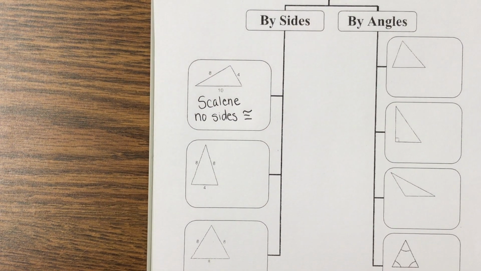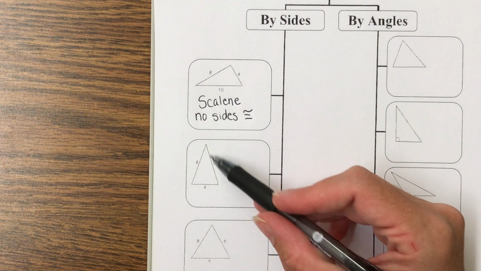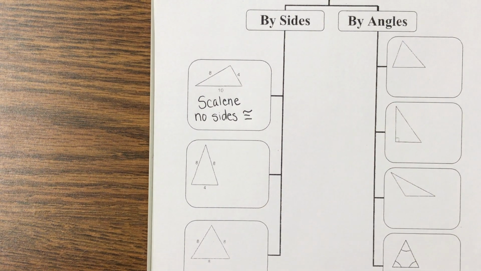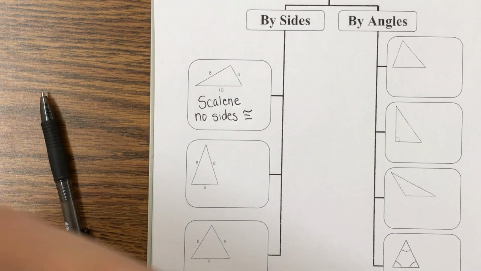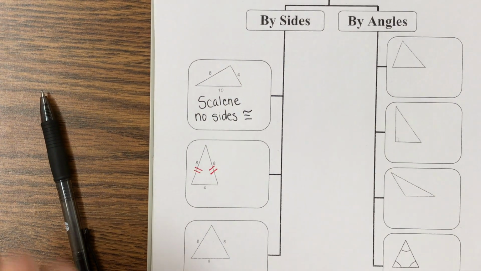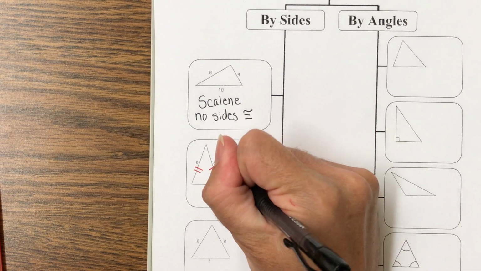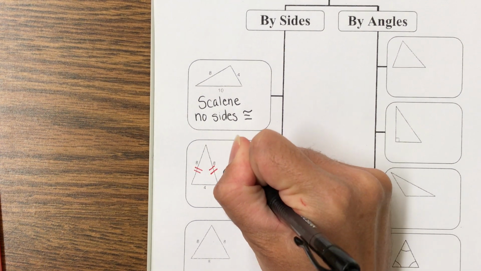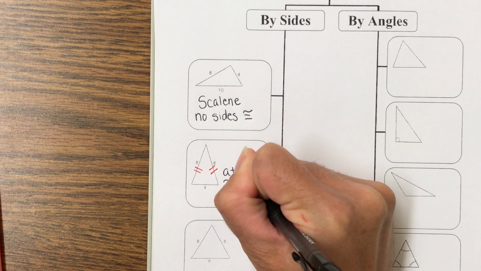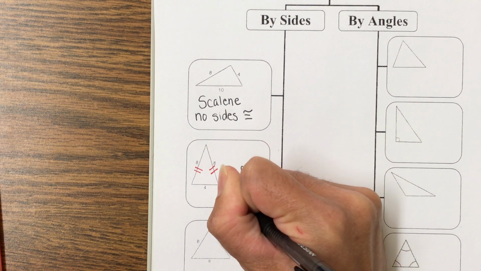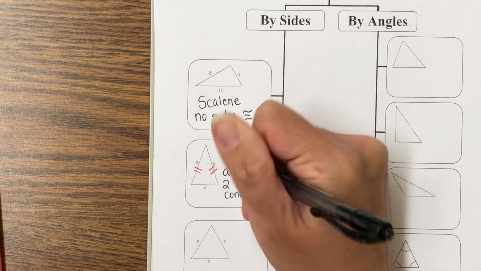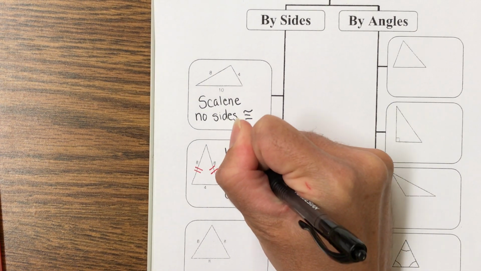Okay, in the next picture, notice how we've got this triangle here. We've got a length of 8 and a length of 8 and then a length of 4. So in this picture, these two sides are congruent. So when we have at least two sides congruent, then that is known as an isosceles triangle.